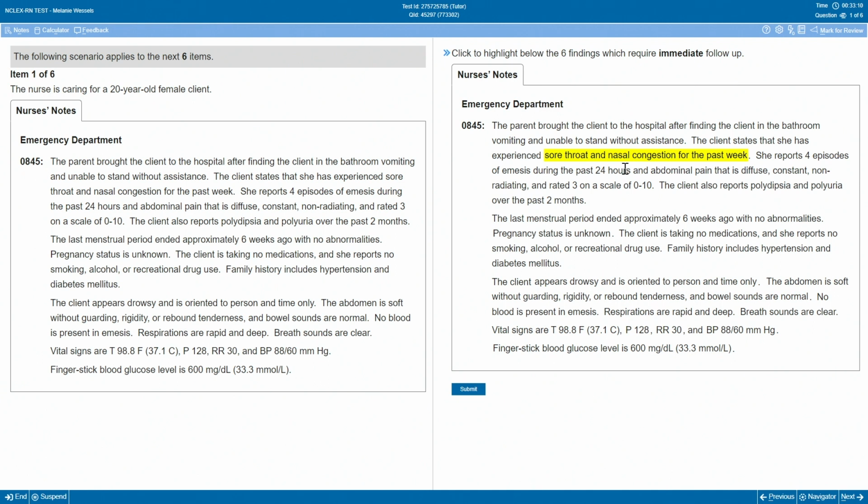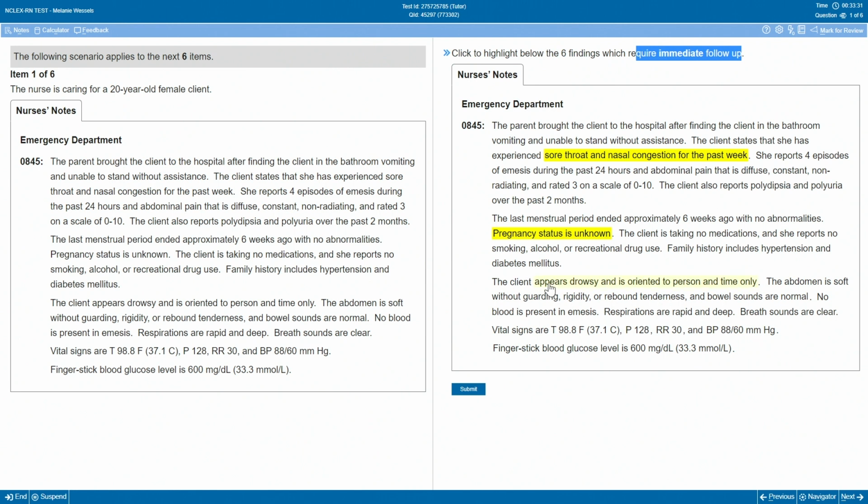Let's see what else we have here. We'll go through and see what we can click on. Pregnancy status is unknown. That's definitely something we want to follow up on. Remember, it's asking us, what do you need to follow up on right now, immediately? Definitely we need to know now, is she pregnant? Because that abdominal pain could be a women's health issue.